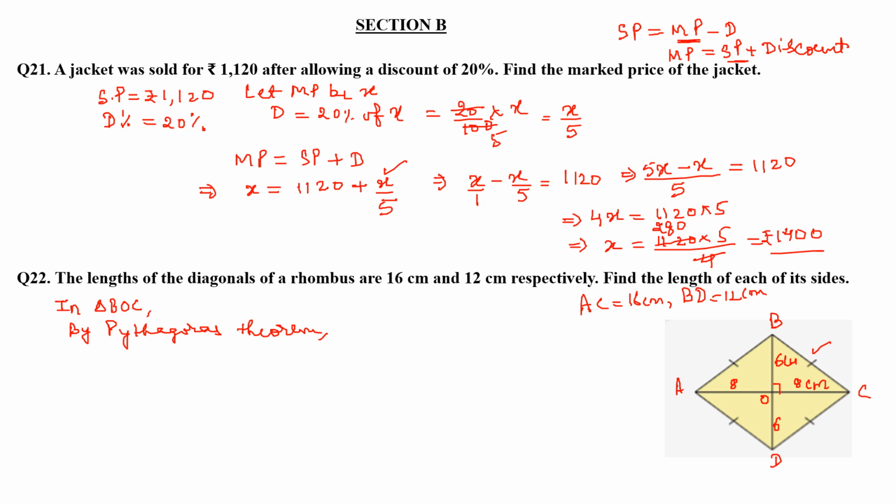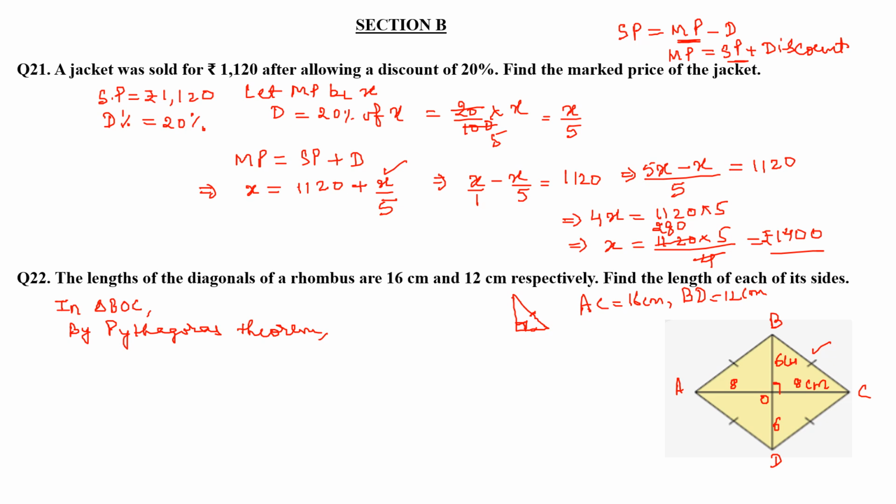So now the hypotenuse is BC. How to find the hypotenuse in a right angle triangle? Okay, this is a right angle triangle. The hypotenuse is the opposite side of the right angle. So this is a right angle, the opposite side is this, so this is the hypotenuse.